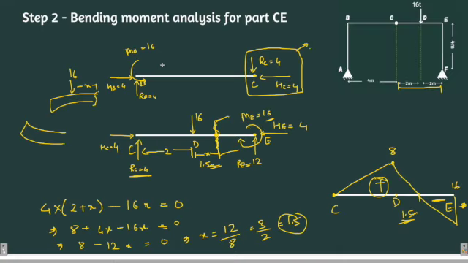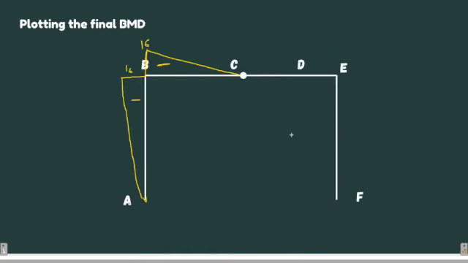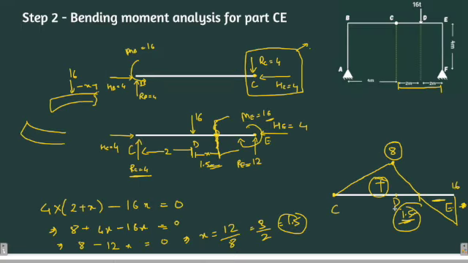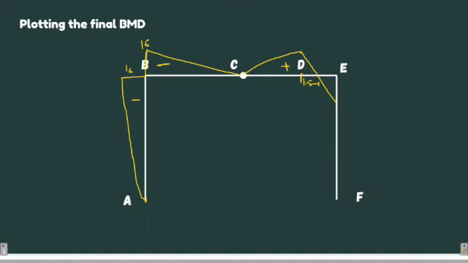Let's check for portion CE. For portion CE, the bending moment initially increased from point C till point D up to 8 units. Now from point D, it went on decreasing, touching a zero mark at a distance of 1.5 meter from D, right? And at point E, it was a hogging moment, a negative 16. So you must write a plus sign over here and a minus sign over here.